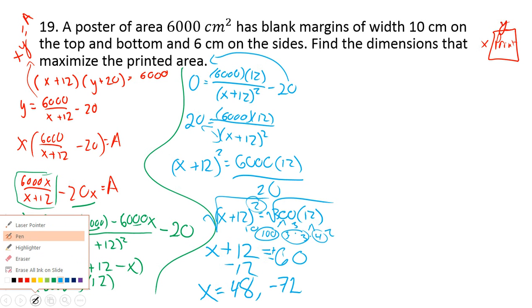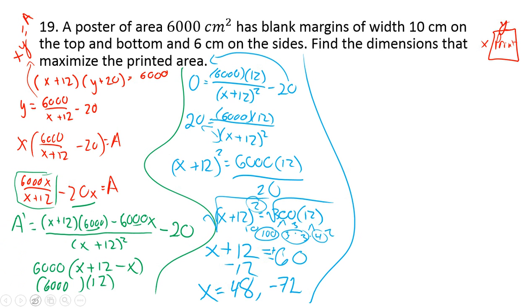Now I've got a quick question for you. Can you have a negative length of something? Can something be negative 72 centimeters? No, that's ridiculous. If that's true, then we don't know anything about this world. So now we're just going to get rid of the 72 because it's useless. It's not an answer. So that means our x has to be 48. Obviously the length and width cannot be 0 because then it wouldn't have any area, so it's not going to maximize. So x is going to be 48.